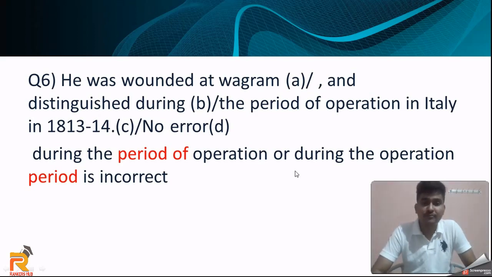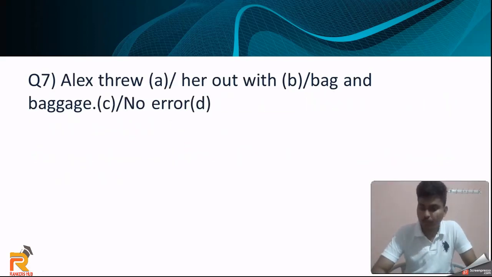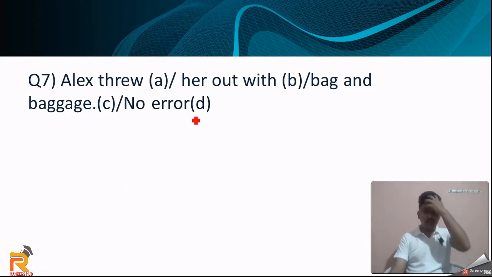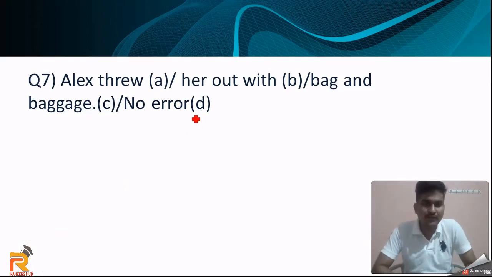Let us move to question number 7. Now I hope the things are pretty easy now. Guys, try to solve this question. Alex threw her out with bag and baggage. What is the problem with this sentence? It is quite a small sentence, right? It is very small sentence. Well, there is an error.